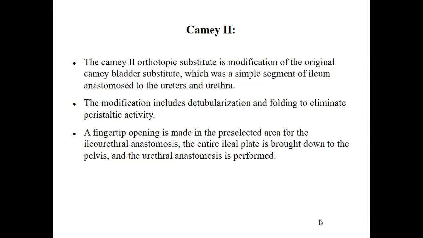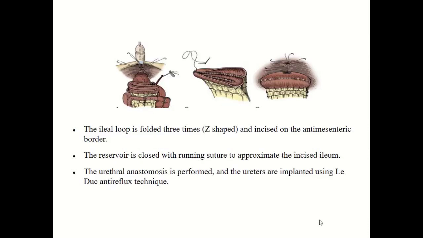Madam, there is a shortage of time. Camey II orthotopic substitution is a modification of the original Camey bladder substitute, which was a simple segment of ileum anastomosed to the ureters and the urethra. The modification includes detubularization and folding to eliminate peristaltic activity. A fingertip opening is made in the preselected area for the ileourethral anastomosis. The entire ileal plate is brought down to the pelvis and the urethral anastomosis is performed. The ileal loop is folded three times in a Z shape on the antimesenteric border. The reservoir is closed with a running suture to approximate the incised ileum. The ureters are implanted using the Le Duc anti-reflux technique.